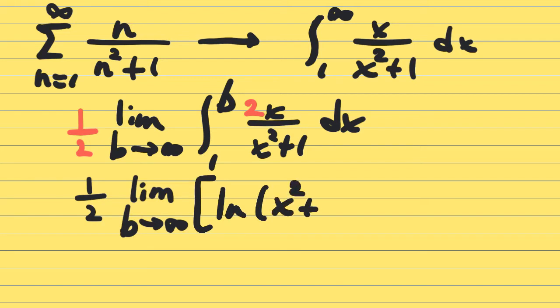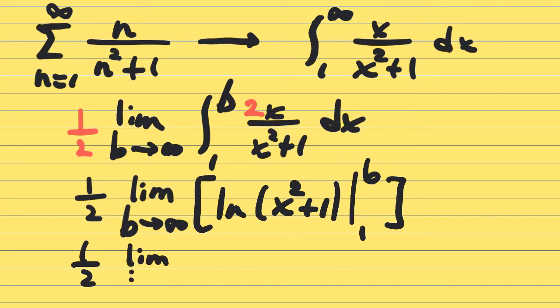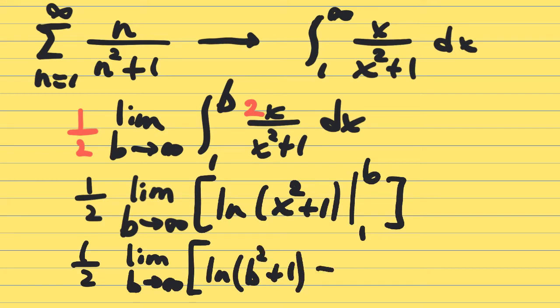X squared plus 1 is always positive, so I'm going to use parentheses instead of absolute value. It really doesn't matter that much, but you can safely put absolute values just to cover your base. All right, so we're using the fundamental theorem of calculus. We get 1/2 limit as b goes to infinity of ln of b squared plus 1 minus ln of 1 squared plus 1.